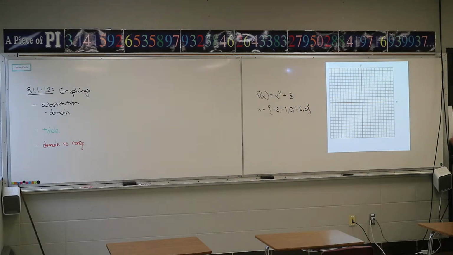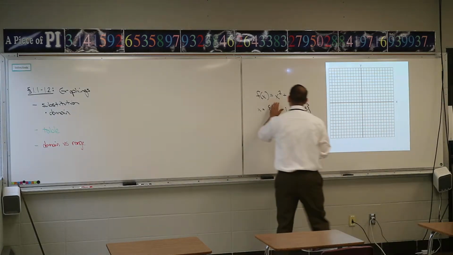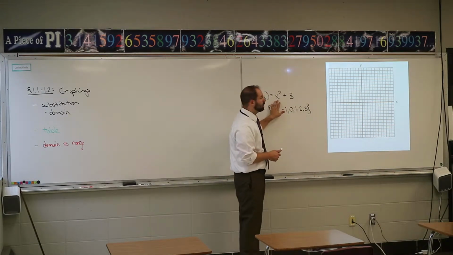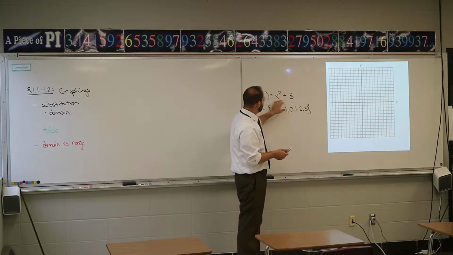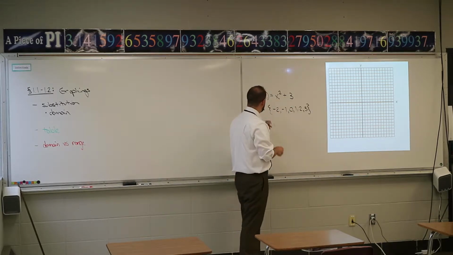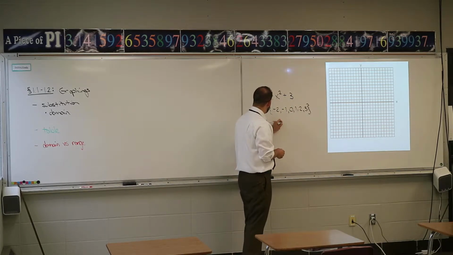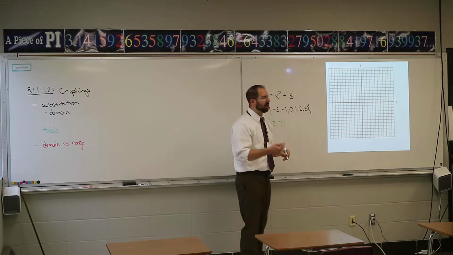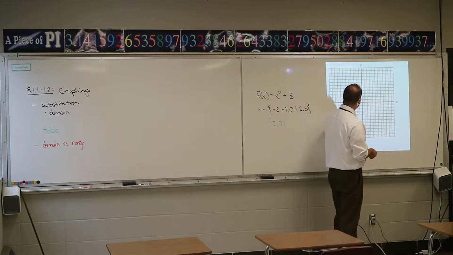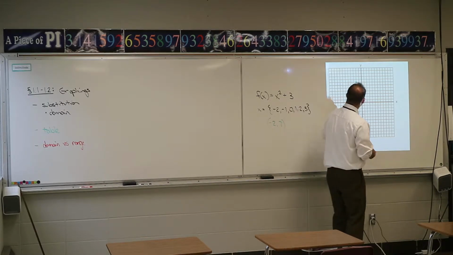So we're going to plug in -2 first. What's -2 squared? 4. Add 3. 7. So when we plugged in -2, we got an answer of 7, right? Go plot that point: -2, 7. 1, 2, 3, 4, 5, 6, 7. There you go. Just put a dot there.